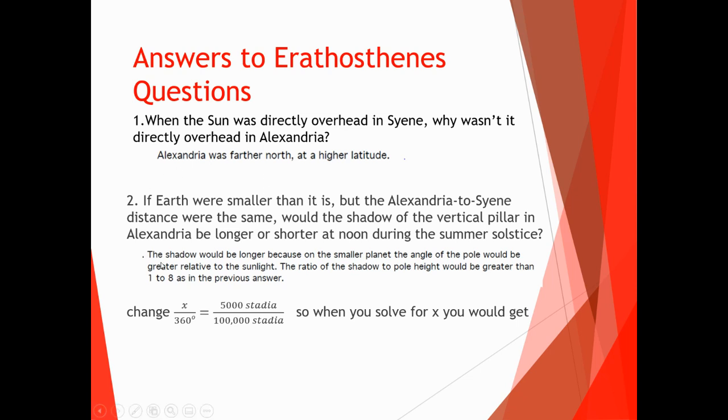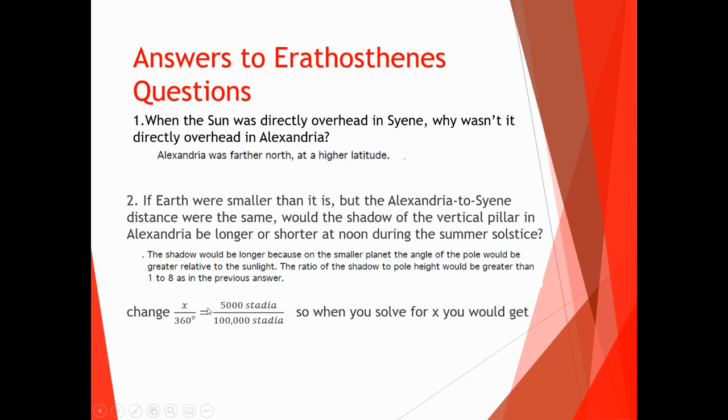Number 2, if the Earth were smaller than it is, but the Alexandria to Syene distance were the same, would the shadow of the vertical pillar in Alexandria be longer or shorter at noon during the summer solstice? The shadow would be longer because on the smaller planet, the angle of the pole would be greater relative to the sunlight. So the ratio of the shadow to the pole height would be greater than 1 to 8 as in the previous answer.